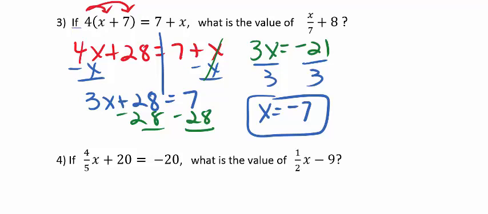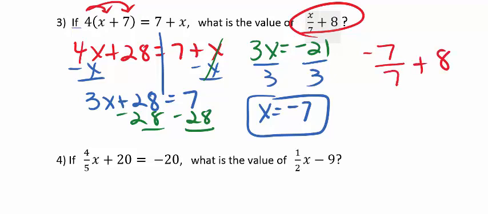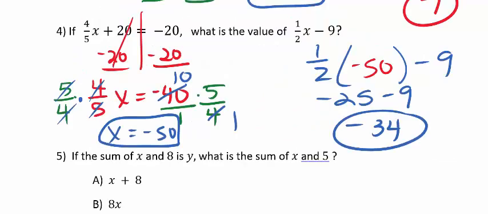Now we want to substitute that negative 7 in place of x here in this expression. So we're going to replace x with negative 7, and we'll do negative 7 over 7 plus 8. Negative 7 over 7 is negative 1, plus 8 is going to be 7. Now go ahead and try number 4 on your own. Pause the video and come back and check your answer. So number 4, when we solve for x, we get negative 50, and then when we substitute negative 50 in place of x, we're going to get negative 34 as our value.